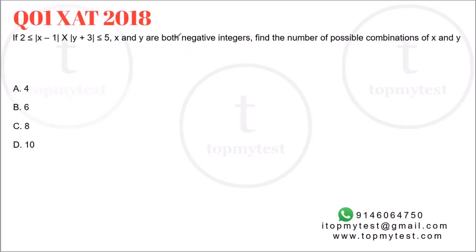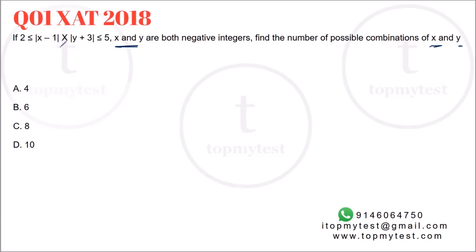So let's use these in practice. The first one is from XAT 2018. It says, if the product of modulus of x minus 1 and modulus of y plus 3 lies between 2 and 5, both inclusive, and x and y are both negative integers, find the possible combinations of x and y. Now there is a lower bound which is non-zero. So you cannot make this 0. So you'll have to exclude the values where it becomes 0.